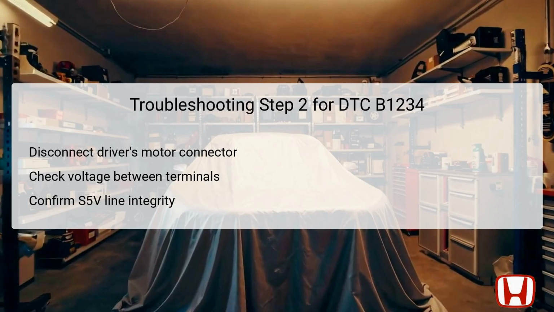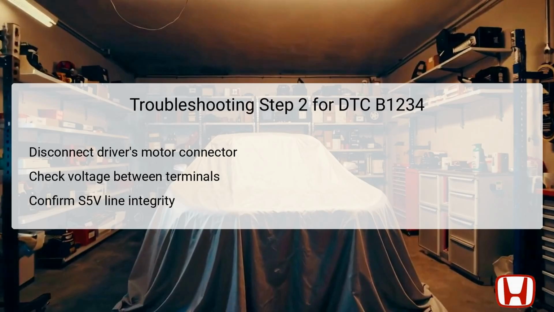In this step, the technician will focus on potential failure areas related to the S5V line and other components connected to the air mix control motor. The first action is to turn the vehicle to the off, lock mode to ensure safety during disconnection. Next, the 5P connector from the driver's air mix control motor is removed for further analysis.